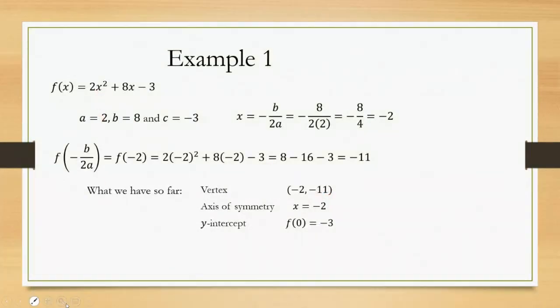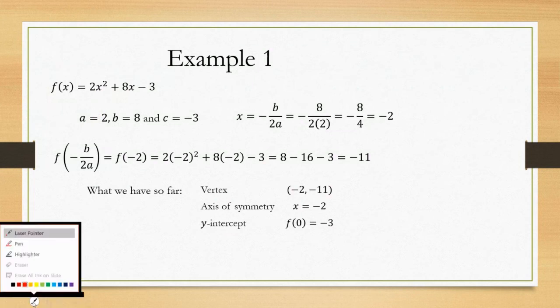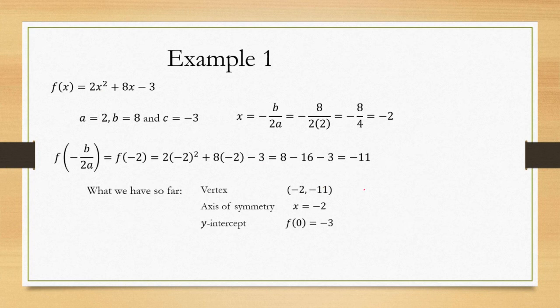And notice that since a is 2, we actually know a lot about the graph already. Right away, we know the graph is going to open upward. Let me graph that better. There we go. Not the best artist, I guess that's good enough for now. You'll see a better picture shortly, but we know right away the graph opens upward. We know that the point at the bottom is the vertex, which is minus 2, minus 11. We know that the axis of symmetry is x equals minus 2.